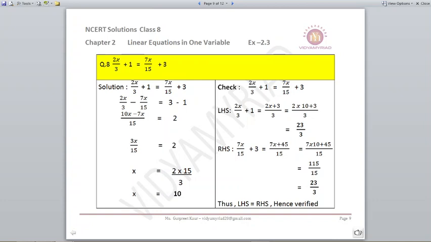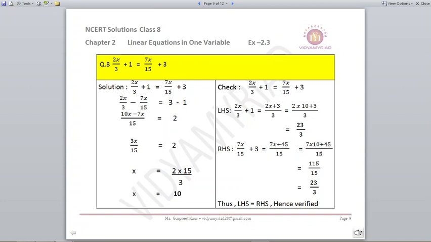So what will happen for 3? 3 is in the numerator, it will go in the denominator. 15 is in the denominator, it will go in the numerator. So it will become x is equal to 2 multiplied by 15 upon 3. x comes out to be 10, as 3 5s are 15, 5 into 2 is 10. So value of x comes out to be 10.